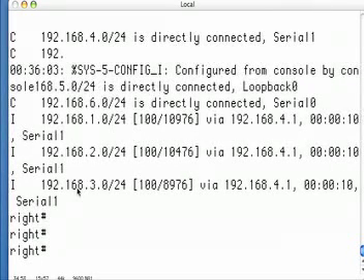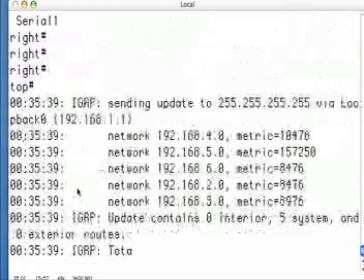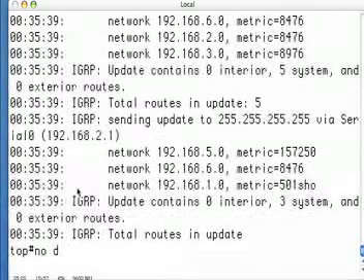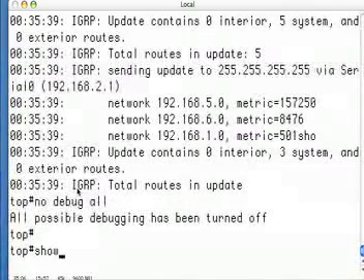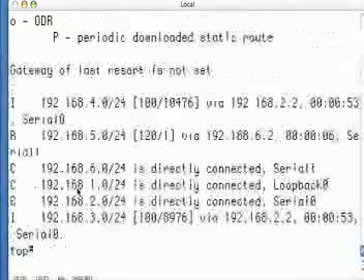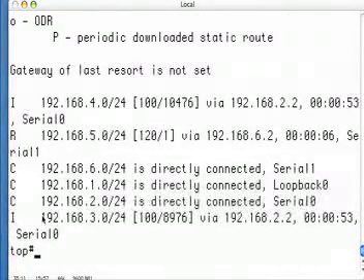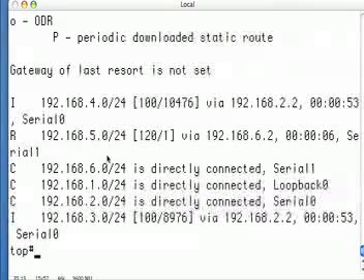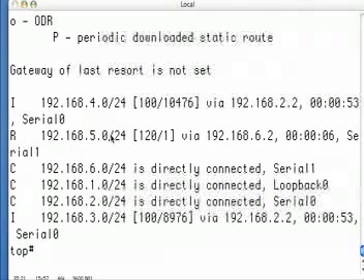At this point, my migration is basically done. On the top router, turn off debug, no debug all. On the top router, show IP route. I have 3 connected routes, I have 2 IGRP routes, and 1 RIP route. The reason this is a RIP route is because the right router still has RIP configured on this loopback interface, but not IGRP.